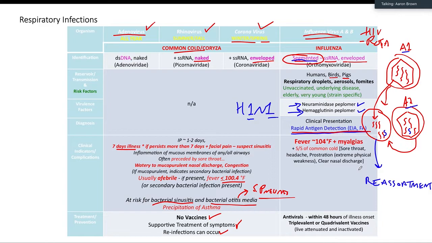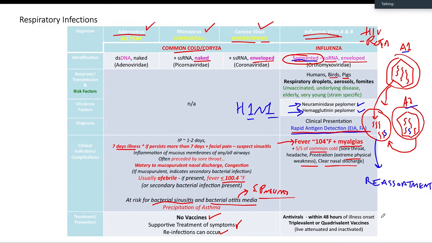Clinically, we're looking for high fevers. That's really what's going to be common with flu. High fever and myalgia. Those two together are just our classic. You always hear flu-like symptoms. They'll talk about, when your patient has Hodgkin's lymphoma, you're going to see these B symptoms that look like flu-like symptoms. What is a flu-like symptom? Here it is right here. You get the high fever, you get a myalgia, which is pain in your muscles, soreness, and then you're going to have the signs and symptoms of the common cold. So you can have sore throat, headache, extreme physical weakness, clear nasal discharge is what we're looking for, okay?